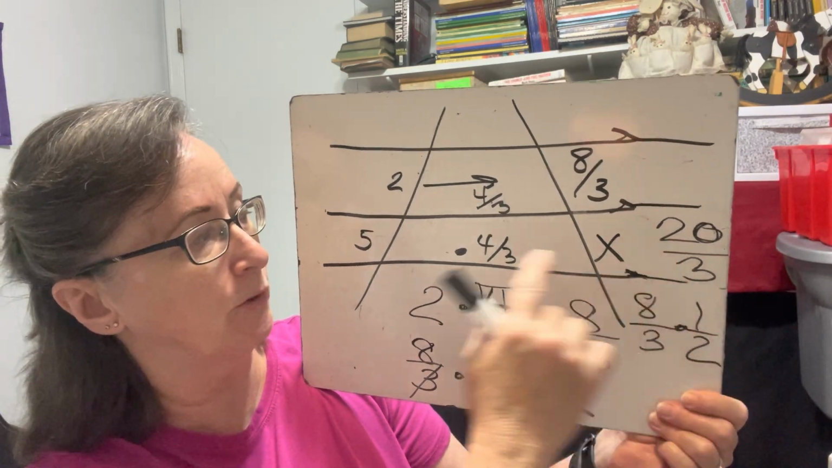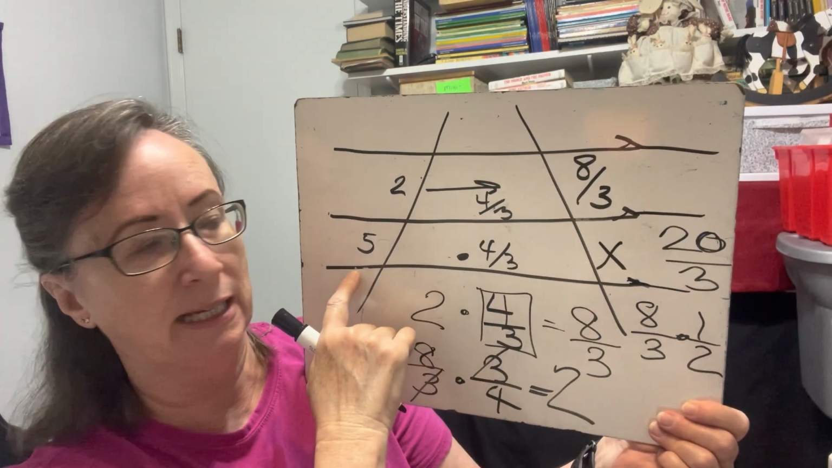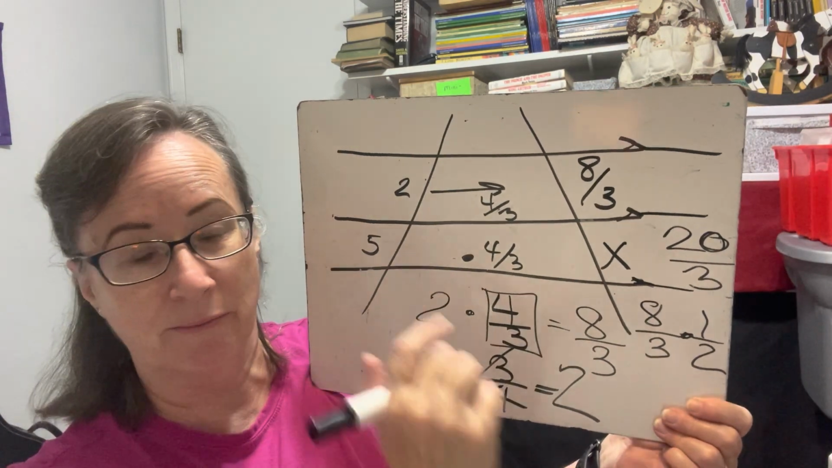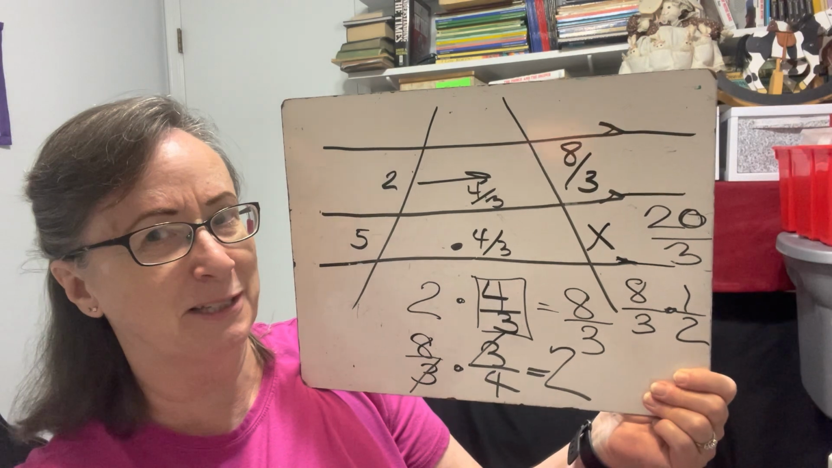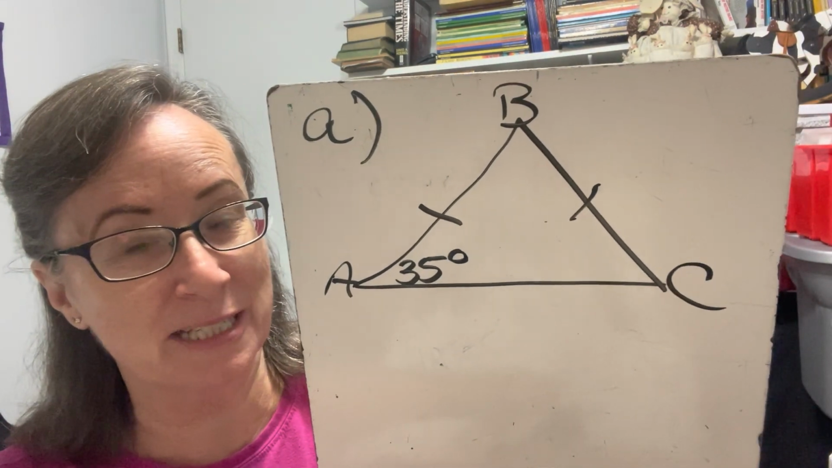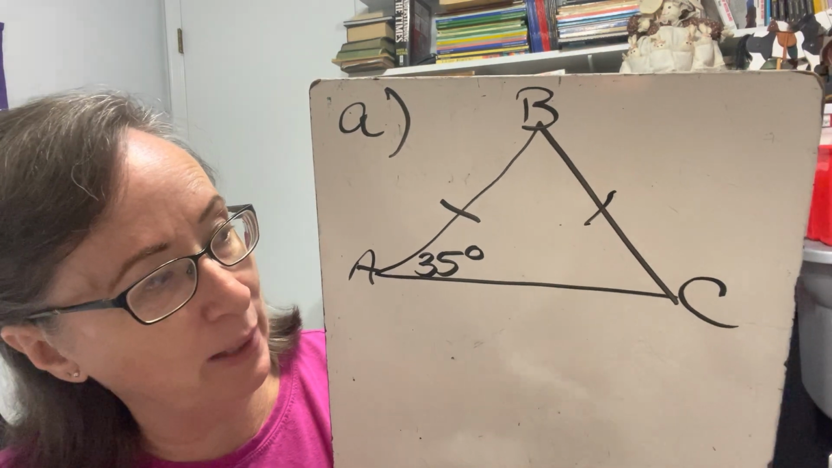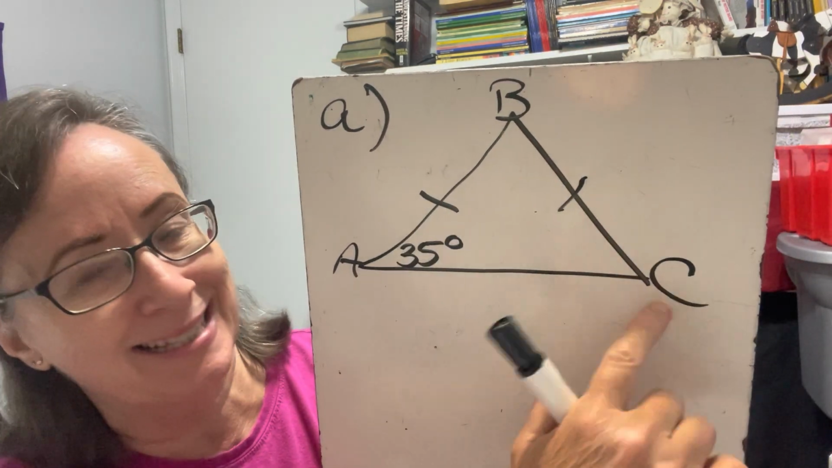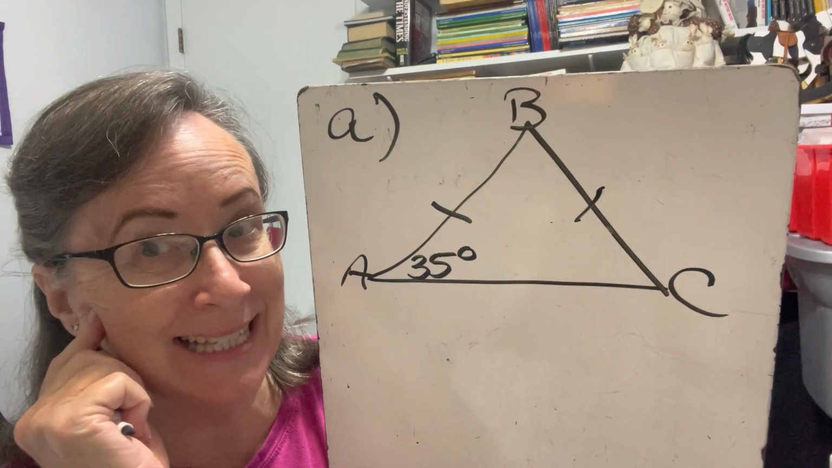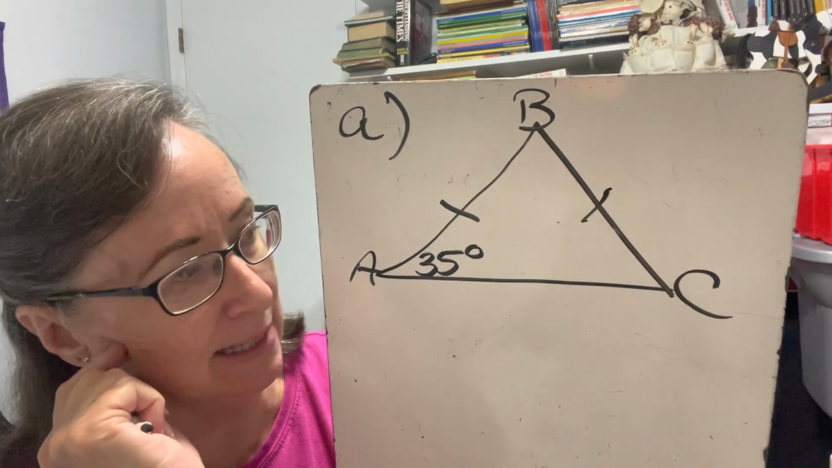If we were going the other direction, and this was the missing number, then we would multiply by the reciprocal of that one. So I think you're going to find that these are pretty much fun and easy. All right, so now we're on our practice problems. And we have an ABC triangle. And remember, when we have 2 sides the same, we call that isosceles.